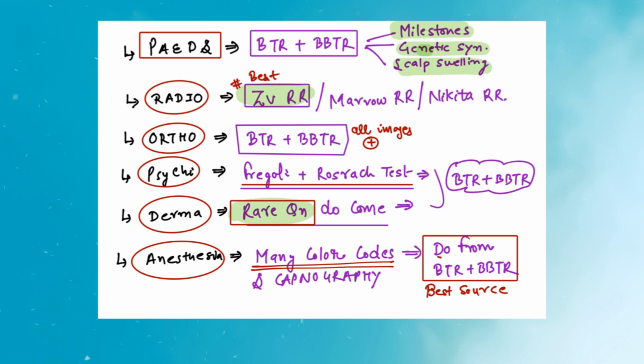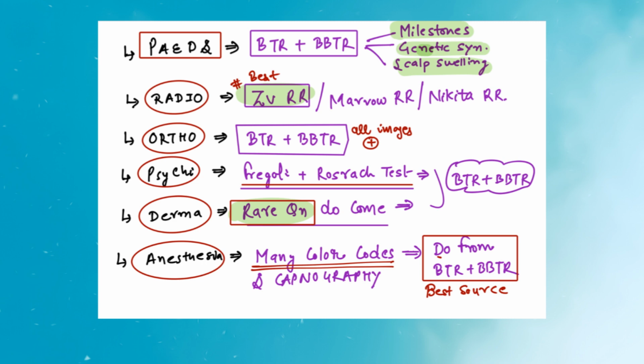Now coming to the psychiatry section, and as you know, in psychiatry there are not a lot of images. Only some images like Frigoli syndrome or some personality tests like Rorschach test images can be asked. Then these are all covered in the BTR and bonus BTR. You can rely on them surely for your images of psychiatry.